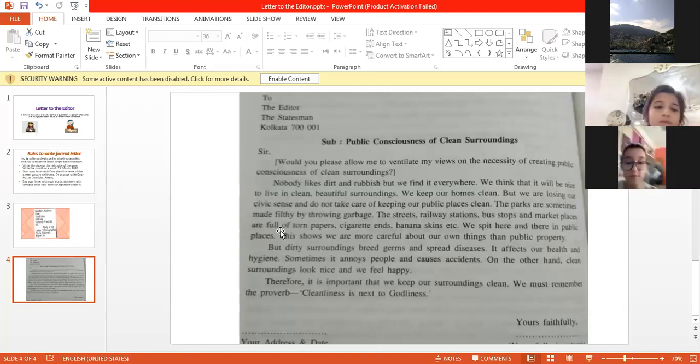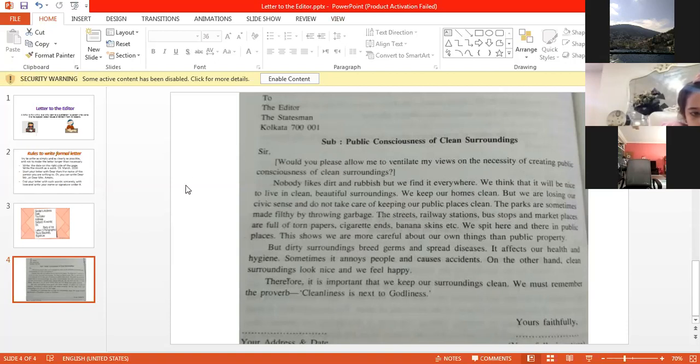Okay. To the editor, the statesman, this is the address, Kolkata. Okay, here they wrote the title, Public Consciousness of a Clean Surroundings. How do we keep our surrounding clean? Surrounding is like our house is our surrounding, our school is our surrounding. The place where we live or where we stay or where we go to, like a mall, like a garden, like a park.